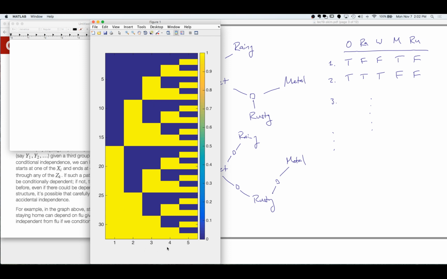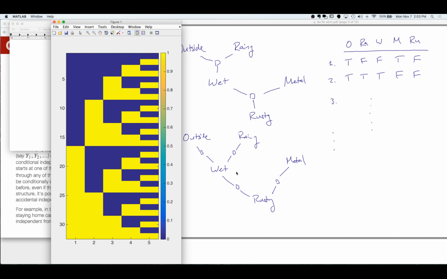So there's 5 different features, which are these 5 different variables. And so let's see, in the first 16 cases, I've got outside false. And in the second 16 cases, I've got it true. And then rainy, I've got true, then false, then true, then false, right? And this is all of the possible strings of 5 bits. So we can build that. I'll just show you the MATLAB code.